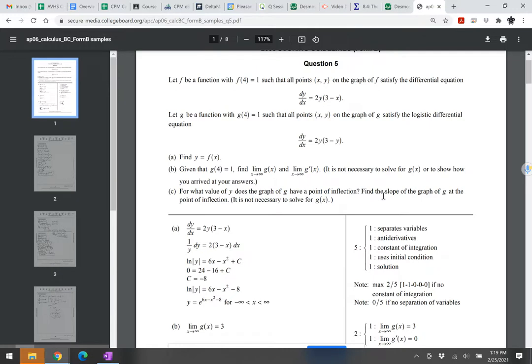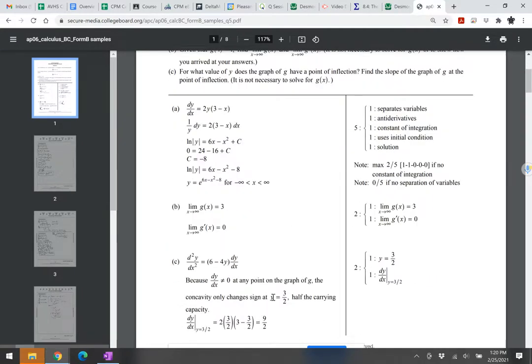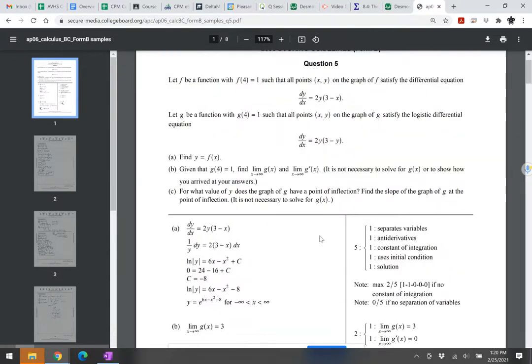And for what values of y does g have a point of inflection? Find the slope of the graph at the point of inflection. It's not necessary to solve for it. Well, in that case, you might realize that this is when y is equal to 1.5. Notice there's no x in there, so there's nothing. You don't know what year it is or anything, but when y is equal to 1.5, what would it be? 3 times 1.5, like 4.5 maybe. 4.5. There it is. So this is one where if you are aware of how they're often going to ask you questions about logistics, you can save yourself a little bit of effort.